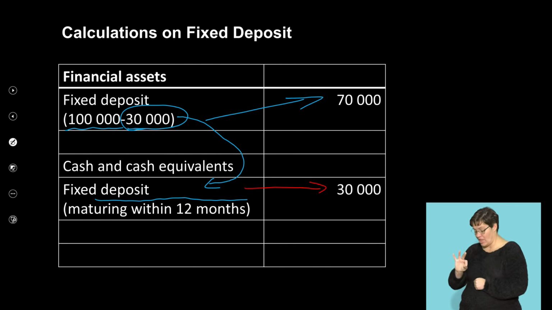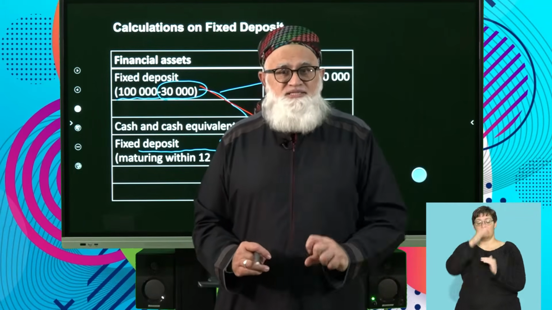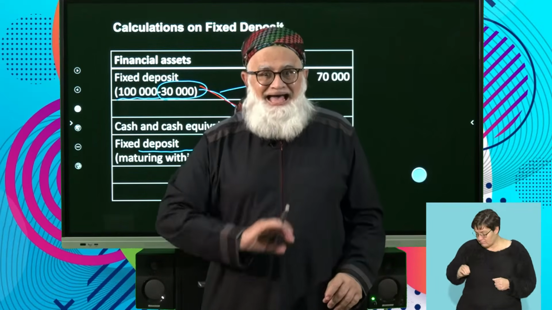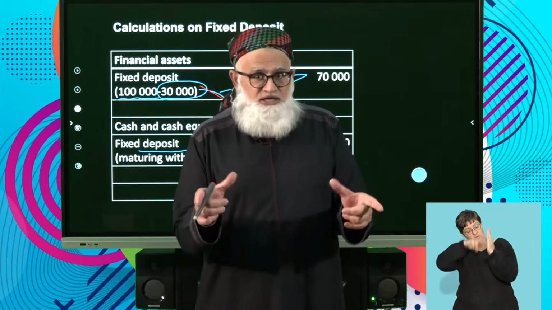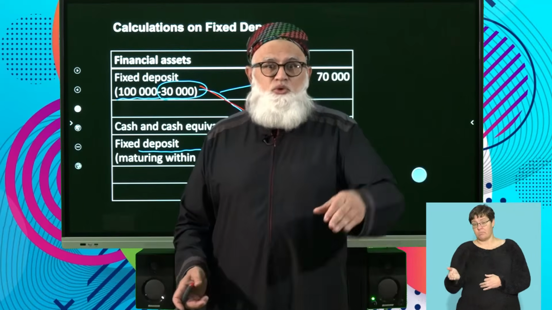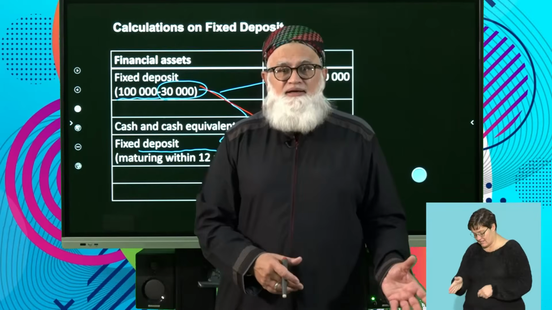Notice that whatever you subtract there has to be the same figure. So with the fixed deposit as well, what do we do? We remove the portion that's maturing within 12 months. We take it out of the financial asset and we place it where? Under cash and cash equivalents. Telling the reader of the balance sheet, within 12 months, you will have access to 30,000 Rand because it will mature and the funds will flow into my bank account and I will have access to it.